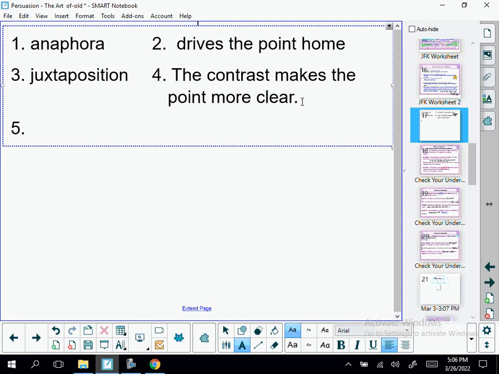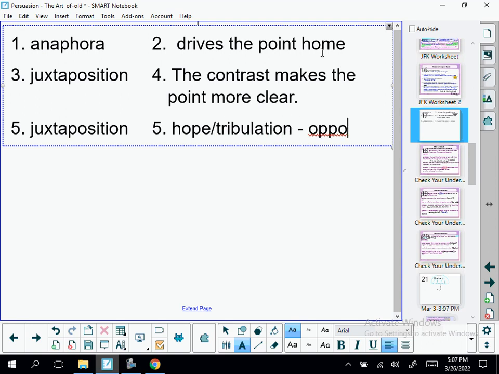"Rejoicing in hope, patient in tribulation." So what do you think that is, everyone? "Rejoicing in hope, patient in tribulation." Okay? So you've got hope, which is something that you have in good times, and tribulation is in the trials. So you could have a little juxtaposition, because you're talking about hope and tribulation, that idea of opposites again.